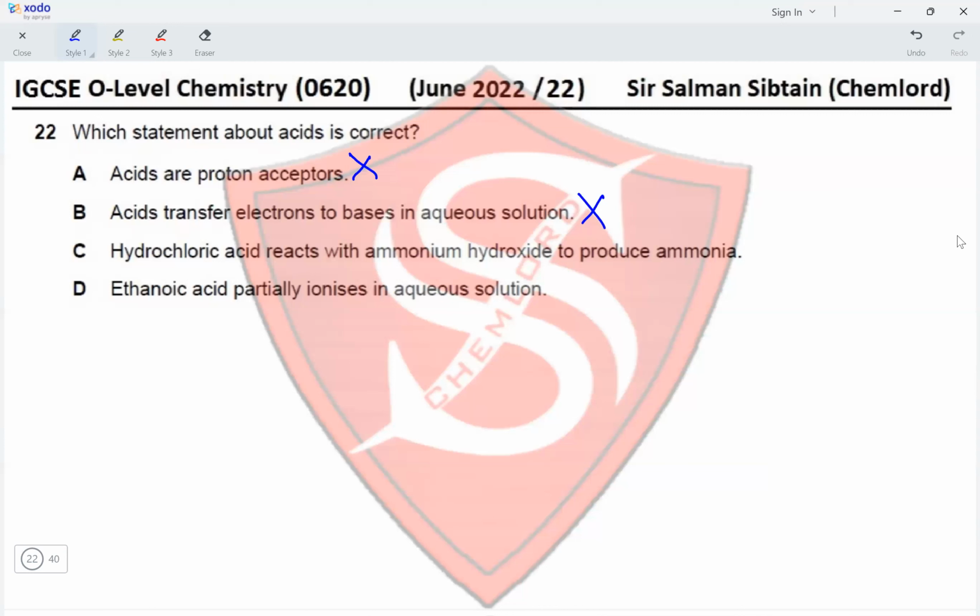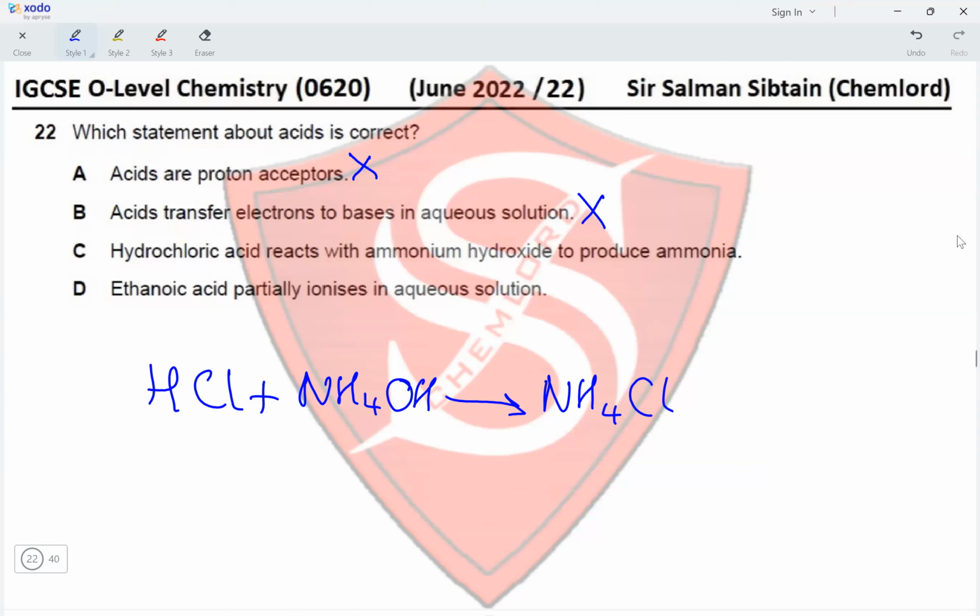Hydrochloric acid reacting with ammonium hydroxide to produce ammonia. No, no, no. It will react. This reaction would be HCl plus NH4OH, ammonium hydroxide, and this would produce ammonium chloride. It will not release ammonia. Oh, that is why the statement should be incorrect. This produces ammonium chloride and water, so ammonia gas will not be given off.